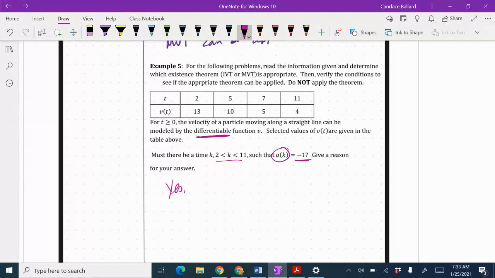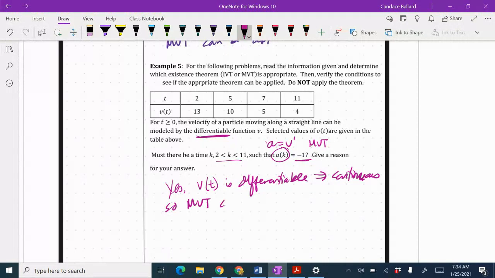Well, I know that acceleration equals the derivative of velocity. So since I have a derivative and its original, this has to be an MVT problem. So in order to have MVT, I need to be continuous and differentiable. So yes, v of t is differentiable, which implies that it's continuous. So MVT can be applied.